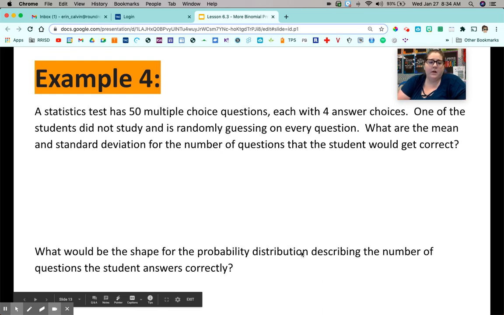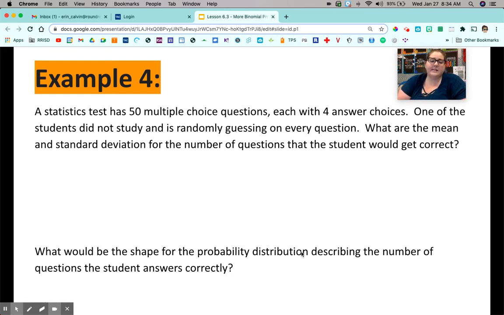Last example, again, putting it all together. A statistics test has 50 multiple choice questions, each with 4 answer choices. So keep in mind, if there are 4 answer choices on a question, my probability of getting a question right is 1 out of 4 or 25%. One of the students did not study and is randomly guessing on every question. What are the mean and standard deviation for the number of questions that the student would get correct?